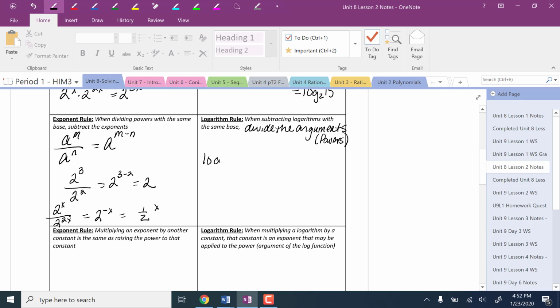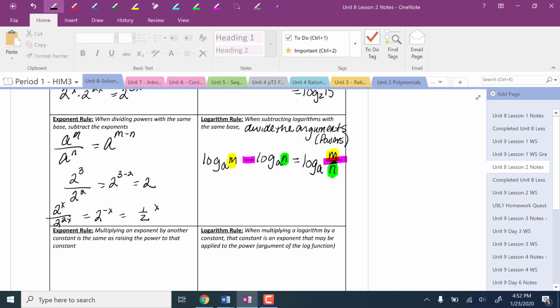So if I have log base a of m, subtract log base a of n, that is rewritten in one log expression as log base a of m over n. What's before the subtraction is the numerator. What's after the subtraction is the denominator, and I always make this like my fraction bar.